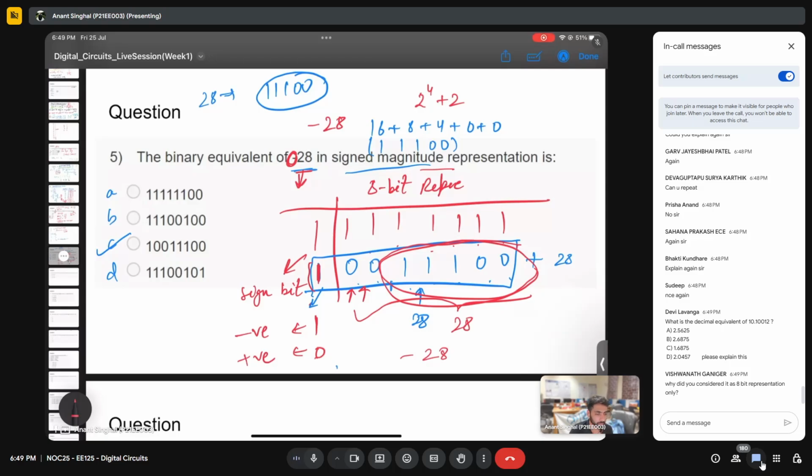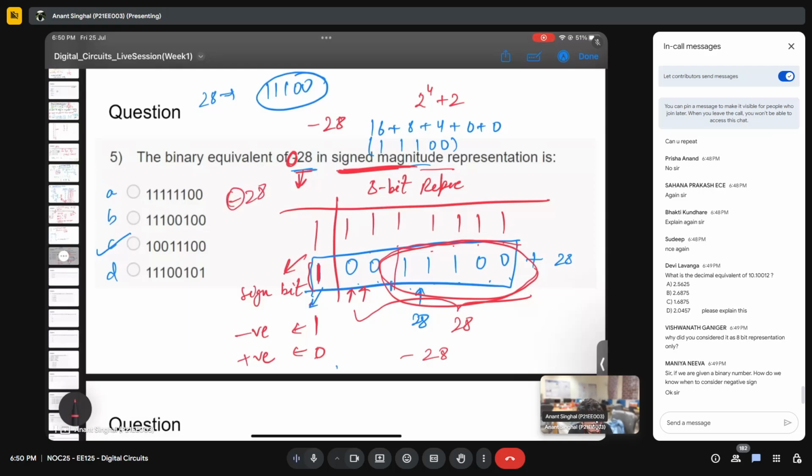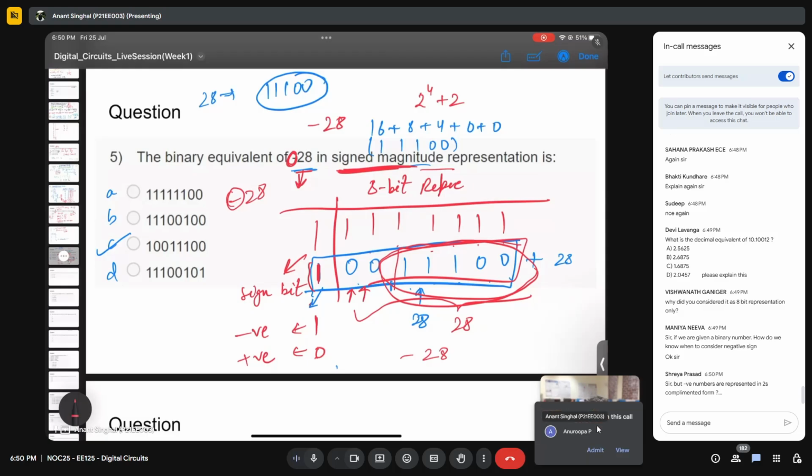Okay, so there is one question that is posted in the chat box. We'll see a similar question later in the lecture. Don't worry about that, the decimal equivalent. So how do we know whether to consider the negative sign? It will say sign magnitude representation. Then only you need to consider the negative sign, because it is given minus 28. That is why we have taken. Otherwise, we would have taken this as a final answer, right?